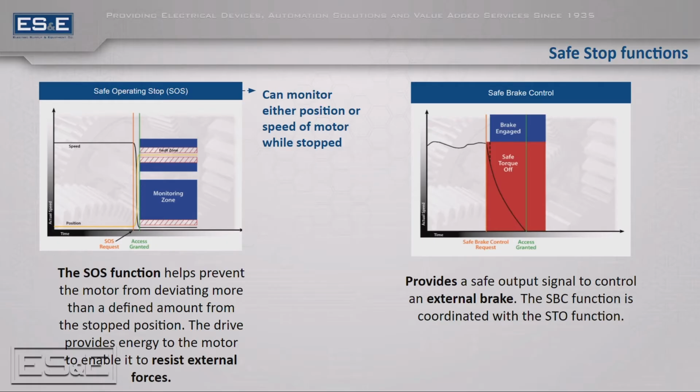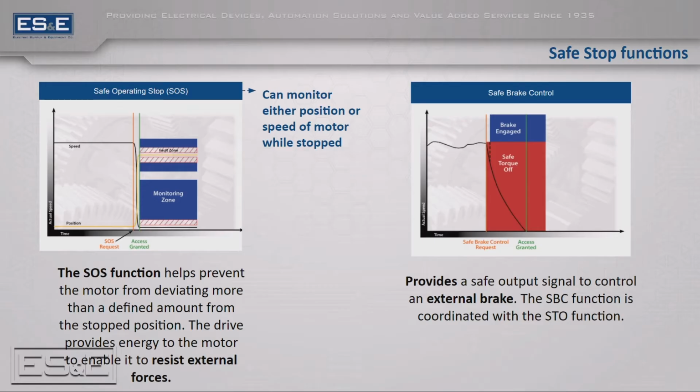Here's a safe brake control function. In this case, we are going into safe torque off, but we're engaging an auxiliary safety brake. This isn't the installed holding brake that's on the back of your servo motor. This will be a separate, auxiliary safety brake that's designed for stopping the application. It's designed for stopping the load. So we would engage that and stop the motor mechanically as a means to put the machine into a safe state.